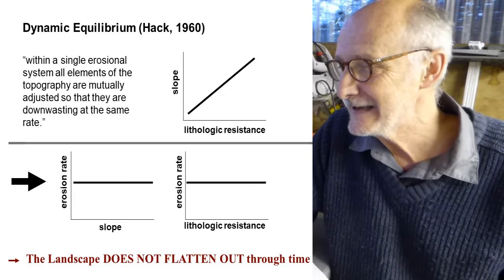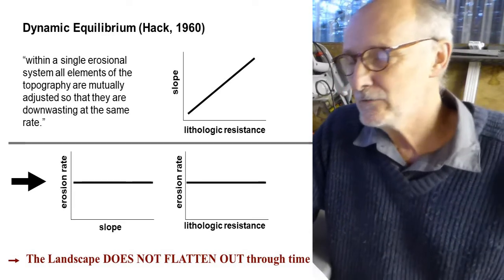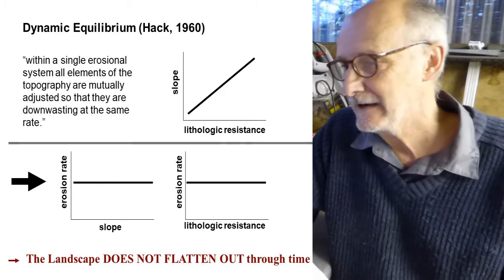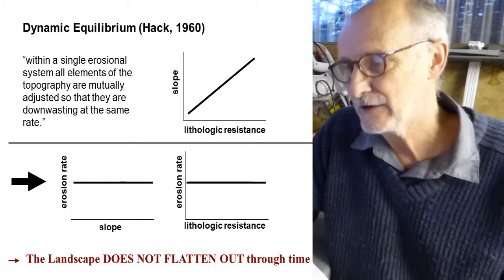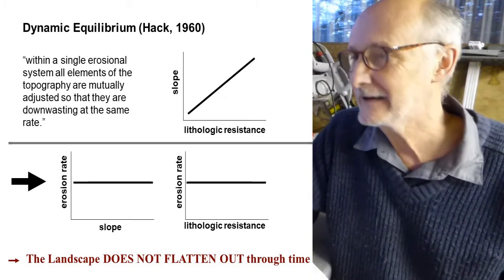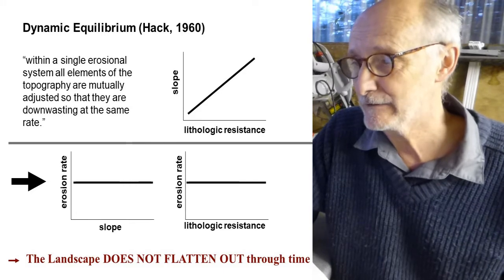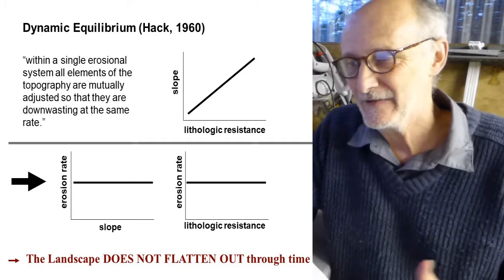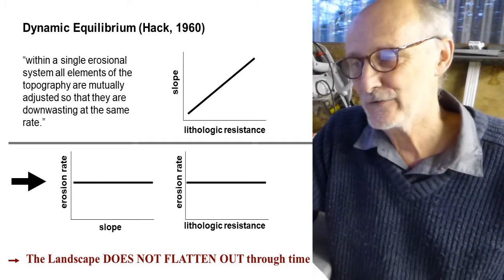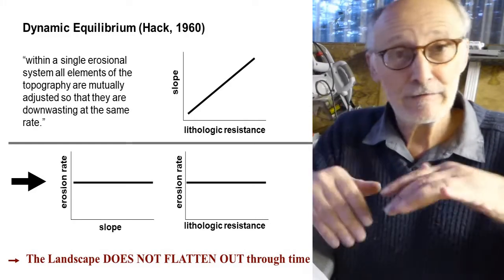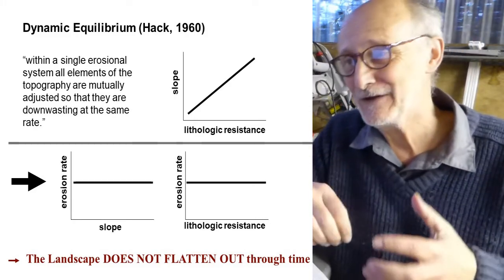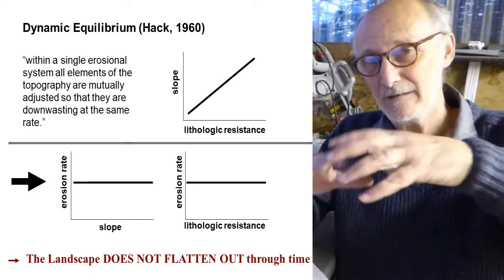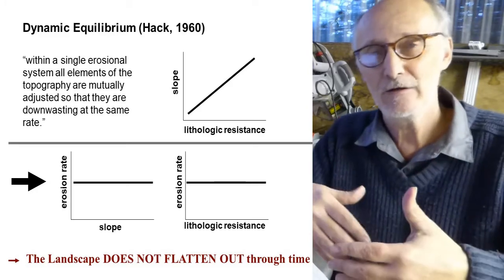And on the right-hand side, as we increase the lithological resistance, why aren't we therefore decreasing the erosion rate? Well, it's again because we have this hidden correlation, if you like, that's in the top graph there between slope and lithological resistance. So according to that kind of logic, the landscape doesn't necessarily flatten out through time as erosion proceeds, because there's a balance. I hesitate to use the word, but I'm going to. There's an equilibrium between what's happening in terms of gradient, what's happening in terms of rock resistance, and what's happening in terms of erosion rate.